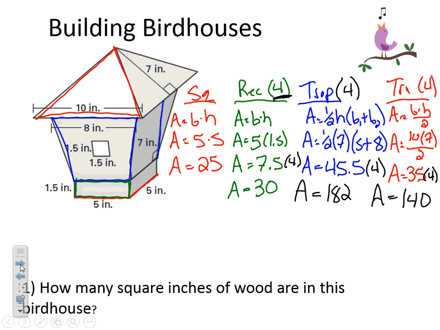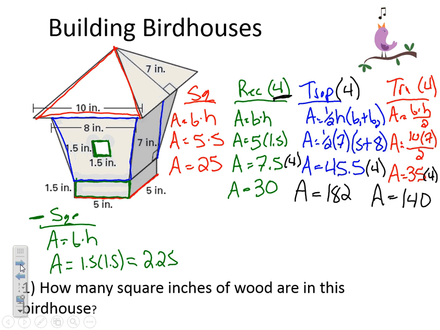Now I've found my whole area for the whole thing except for, ladies and gentlemen, if you've noticed on our birdhouse, in order to have a birdhouse, we have to have an area for the birds to go in. So that means we're missing this little piece right here. So we're going to take that piece of the birdhouse out because we don't need it. So the area of this birdhouse is going to be all of this minus the area of our small square. So area equals base times height. Area equals 1.5 times 1.5, which equals 2.25.